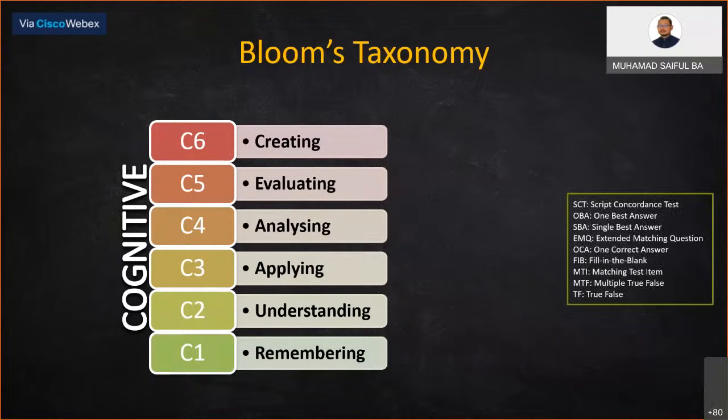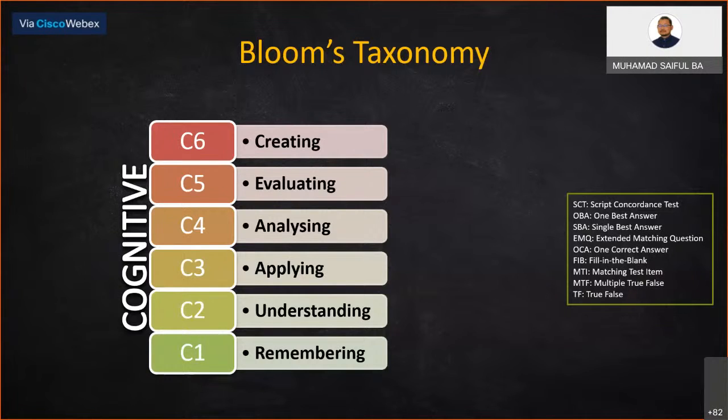Now, this is the list, it's quite small, but never mind, I will make it bigger afterward. These are the objective assessments that I know of. We have the script concordance test, we have one best answer, or sometimes we call it single best answer. We have extended matching questions, multiple choice questions, fill in the blank, matching test items, multiple true false, and the classical true false.